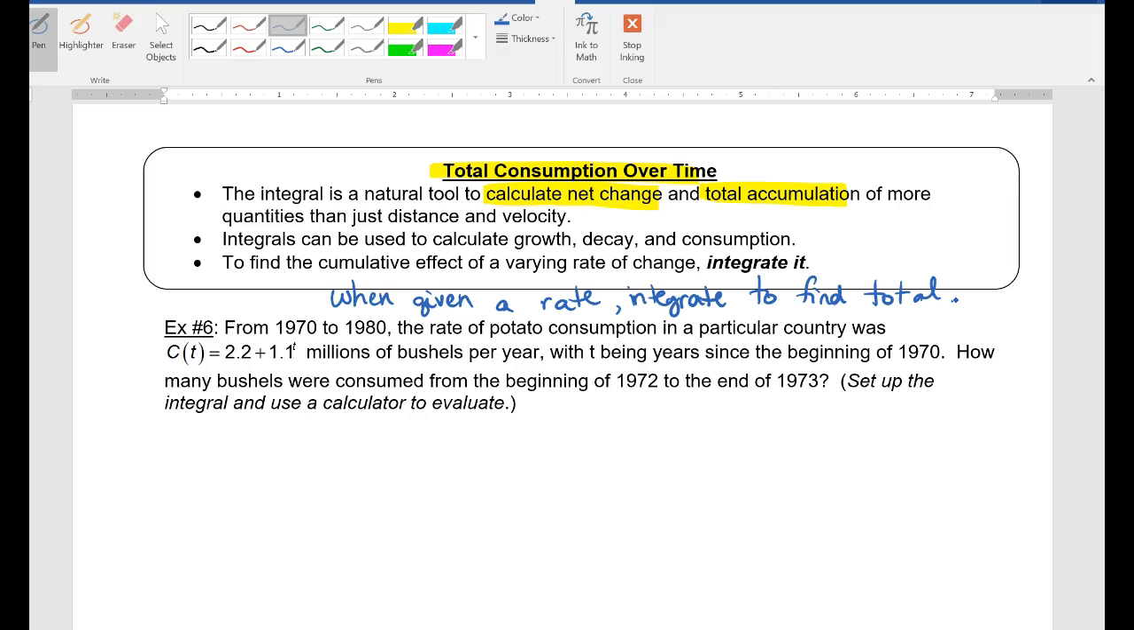So how many bushels were consumed from the beginning of 1972 to the end of 1973? This is all about just the setup. Everything else you're just going to plug into your calculator. How much?